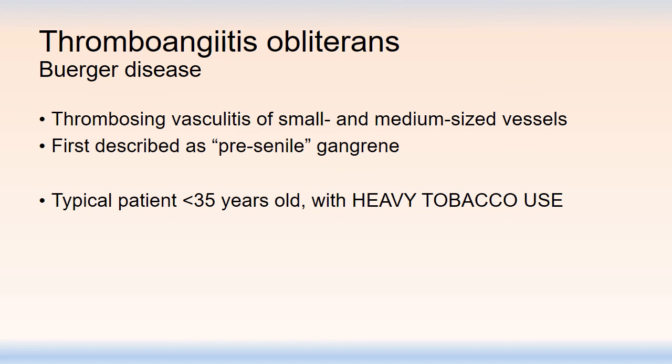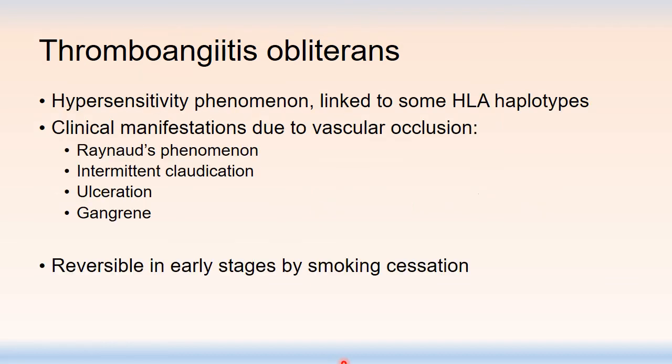Now, that's almost always smoking, but it does occur in other forms of smokeless tobacco. It can also occur in marijuana use as well. So, this disease should prompt asking the patient what type of smoking history or tobacco history they have. Of course, not all heavy smokers develop this disease, so you can imagine there is some linkage to particular HLA haplotypes that seem to predispose for development of this condition.